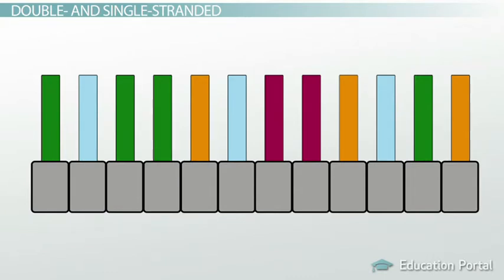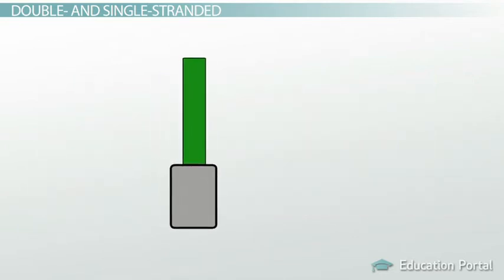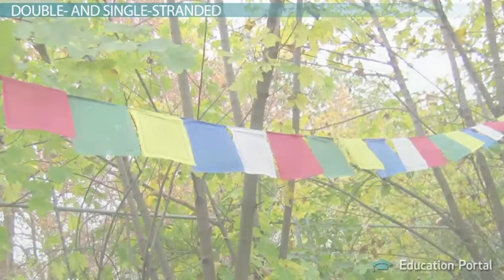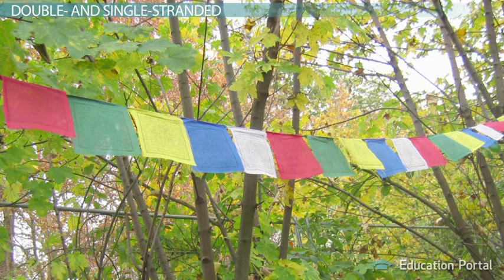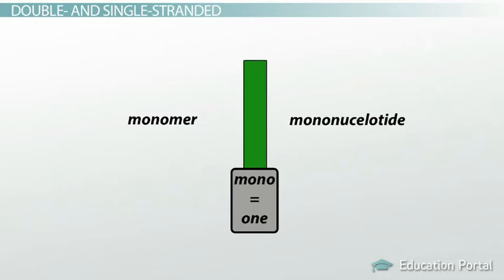DNA or RNA is known as a nucleic acid, or the genome of a virus. Each strand of a nucleic acid is made up of little subunits called nucleotides. If you've ever seen Tibetan prayer flags, you'll know what I mean. Each individual flag and the section of string it is attached to is known as the nucleotide. The nucleotide is also called a monomer, or more technically, a mononucleotide, where mono means one.